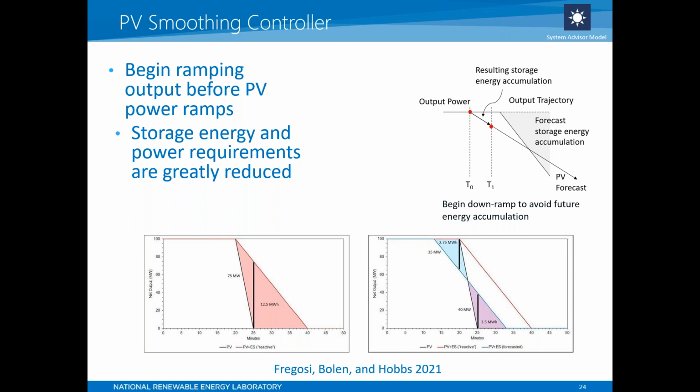The chart on the right has the same black and red lines as the chart on the left, but also includes a blue line where the controller is using the forecast in order to start the same ramp a little bit sooner. And by starting that ramp sooner, it is able to decrease the power and energy requirements. The power requirements are reduced to 40 megawatts, and the energy storage requirements are reduced to 3.5 megawatt hours.